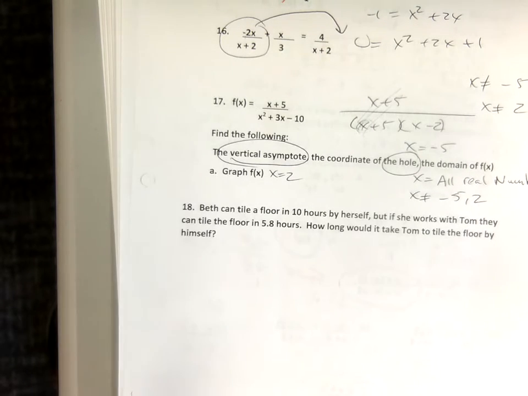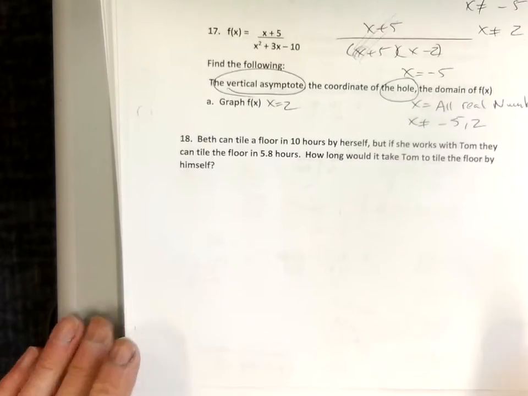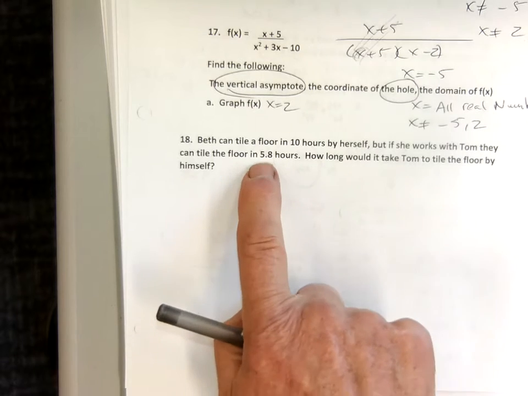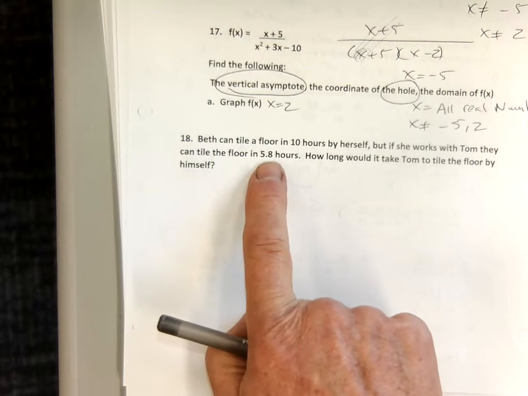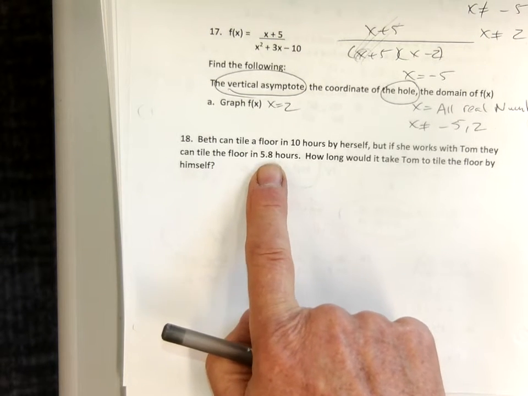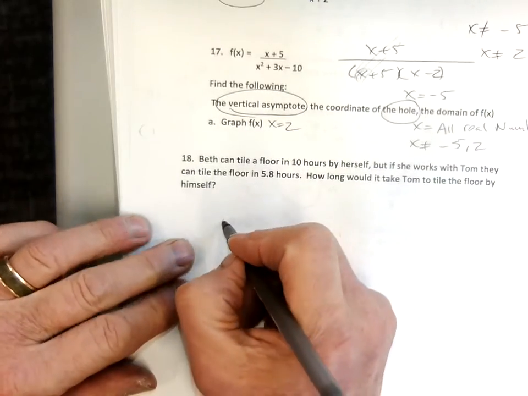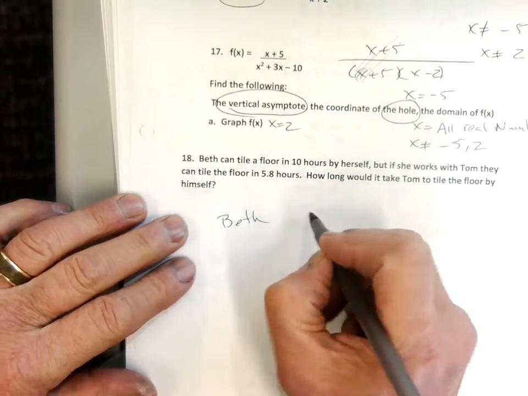Now, last but not least, a little story problem. They're not that hard. Beth can tile a floor in 10 hours by herself. But if she works with Tom, they can tile a floor together in 5.8 hours, okay? So this is how we're going to do it. We're going to make a chart. This is a work problem, okay? Make a chart. Beth and Tom.